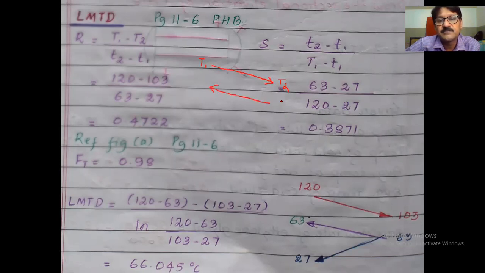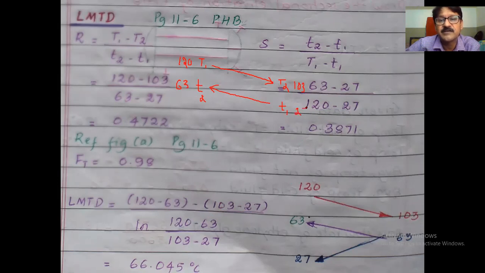So here this is T1 and this is T2. See here, it is counter current, right? T1 is 120 and T2 is 103. See here, it is increasing to 103. And here it is 63, the cold outlet. And here it is 27, it is entering at 27.